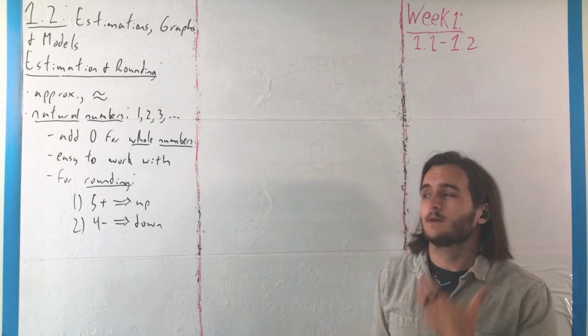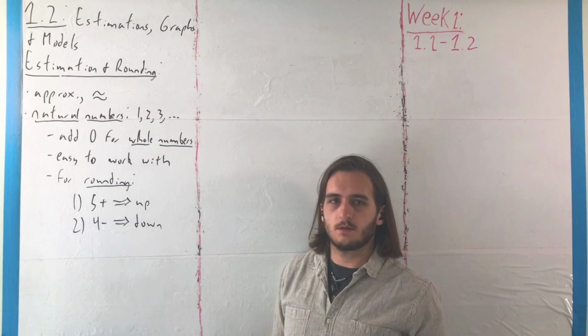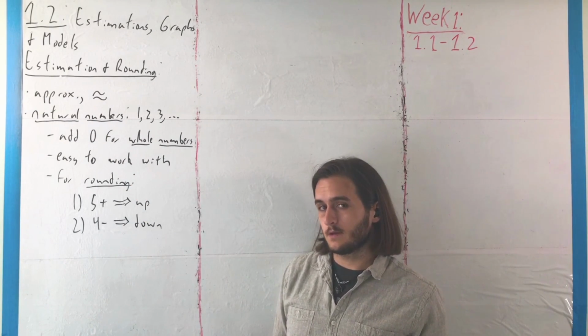And the reason why we care about things being approximate, especially using that symbol there, is because it can be clunky to deal with everything.